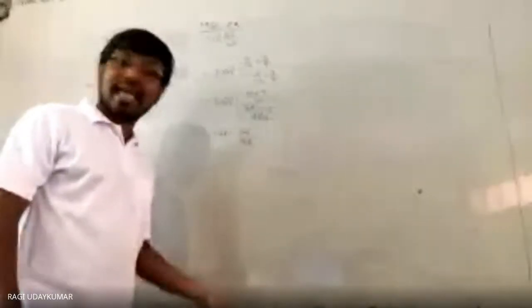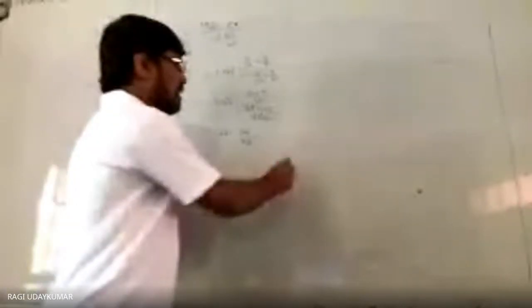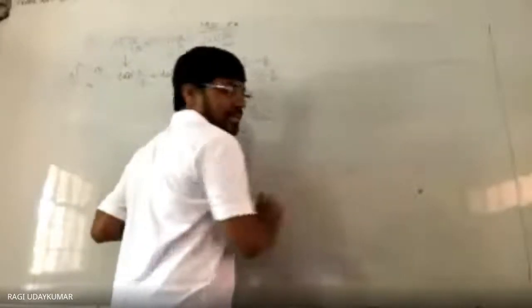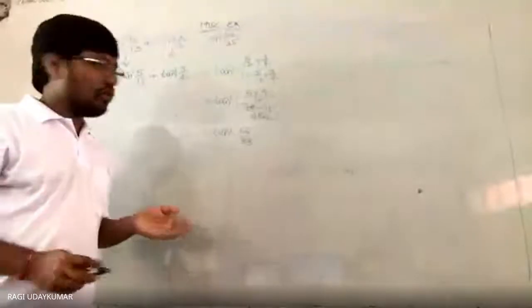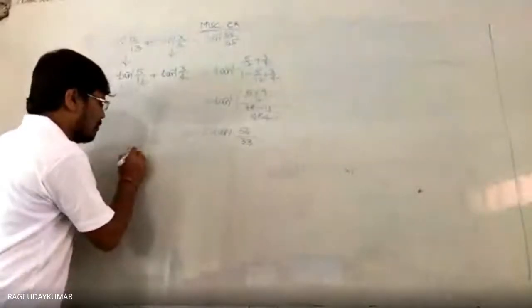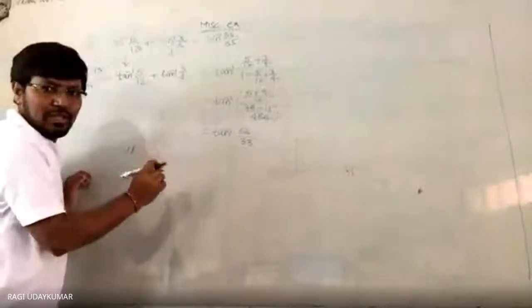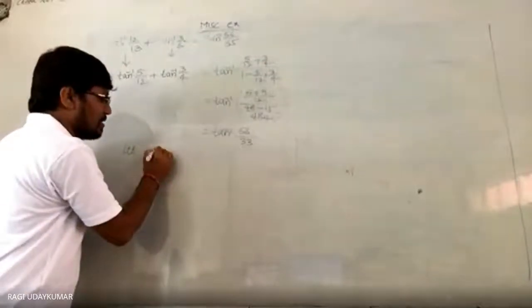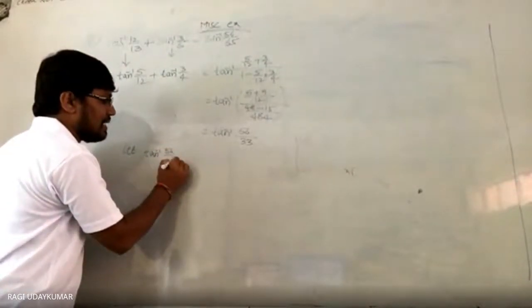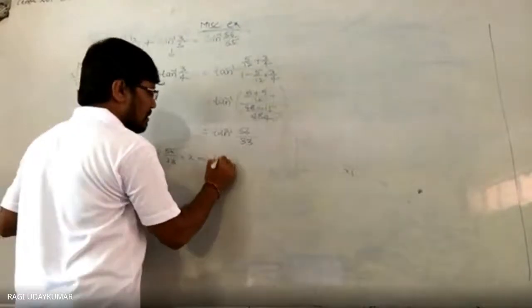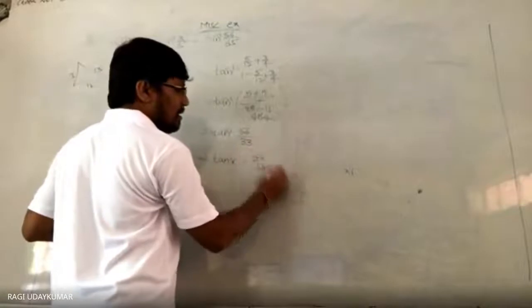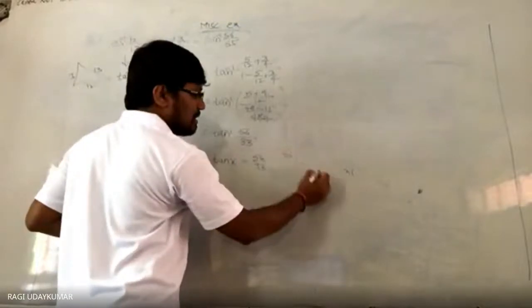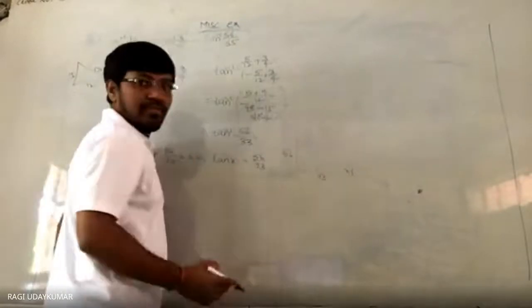This again you need to convert into sin. Actually we have to convert this one from tan into sin. You can write these steps, but here I did not write. Let tan inverse of 56 by 33 equal x. Then we get tan x equals 56 by 33. Tan x means this is 56, this is 33.